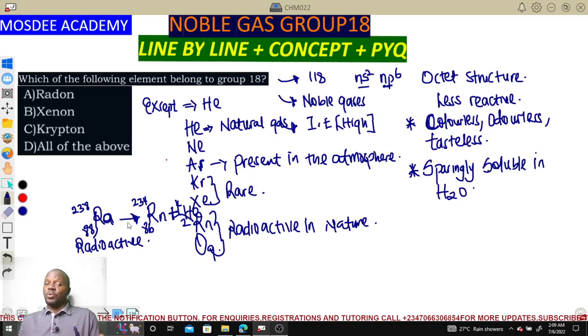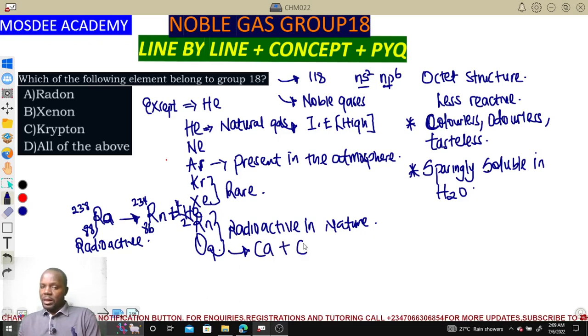So you can be asked a simple question: how is radon formed? Then organics was formed from also what? Bombardment, or collision, between calcium and a particular element we call CF.